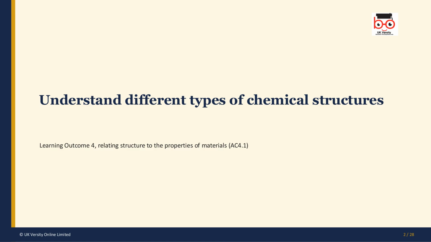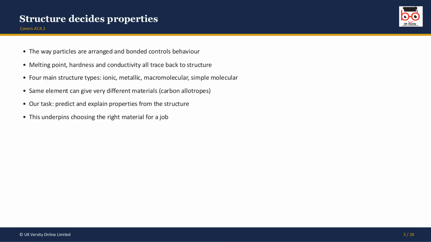In this outcome, we look at how a material's structure decides its properties, working through ionic, metallic, macromolecular, and simple molecular types, and the remarkable allotropes of carbon. Let's begin. The big idea here is simple but powerful. The way particles are arranged and bonded controls how a material behaves. Melting point, hardness, electrical conductivity, all of it traces back to structure.